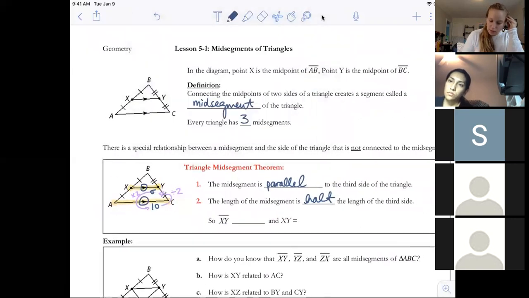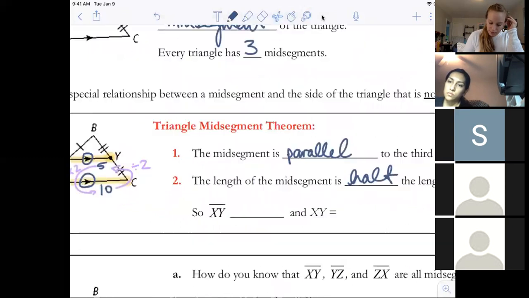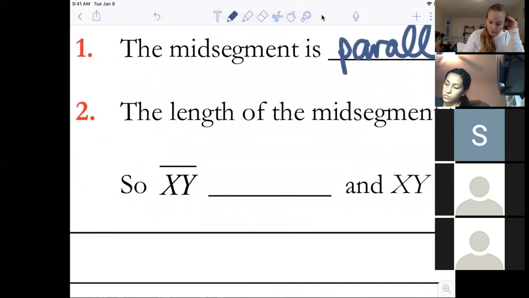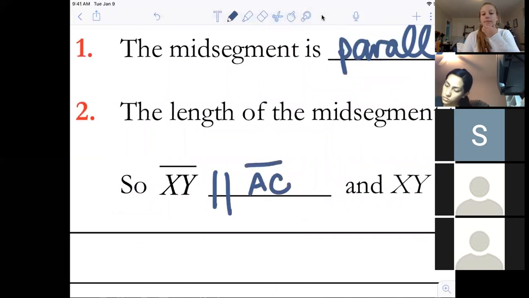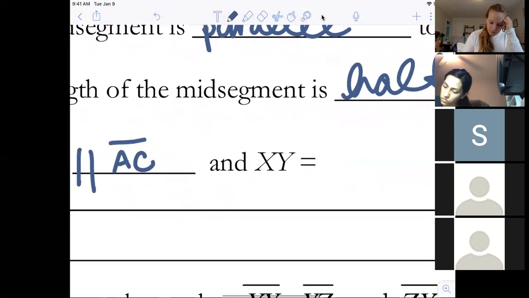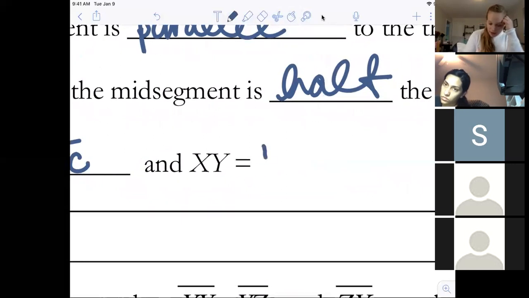I wrote that out as 1 and 2 in words. Let's put it in symbols below that. My summary of this is XY is parallel to AC. And my other summary is that the length XY is equal to 1/2 of AC. Remember, AC is like a full length. It's not like 1/2 times A and 1/2 times C. It's this full length.